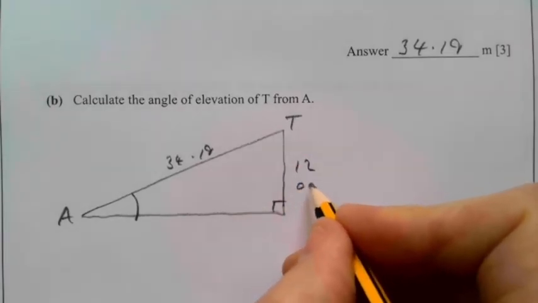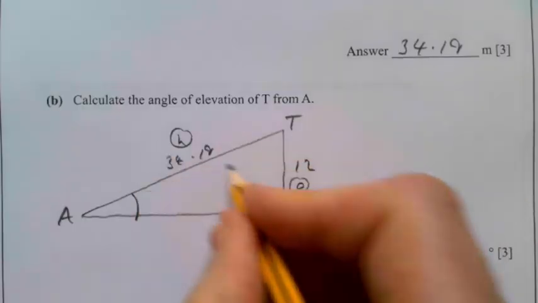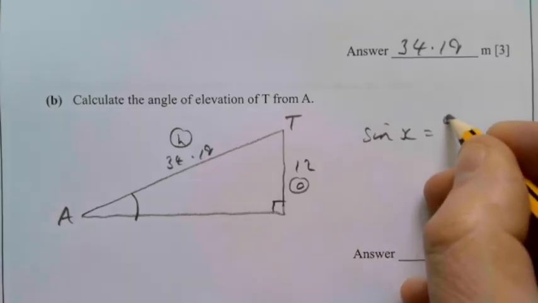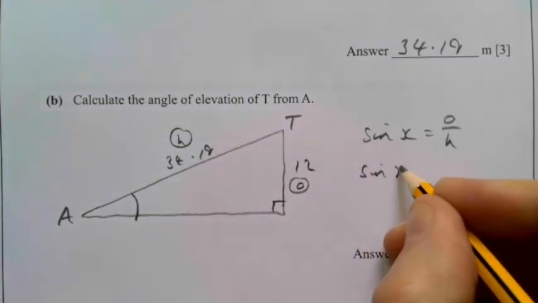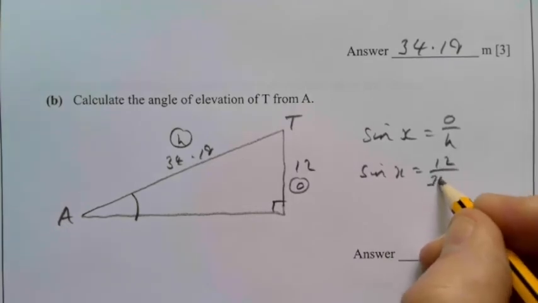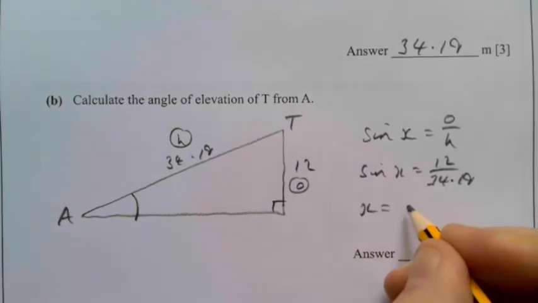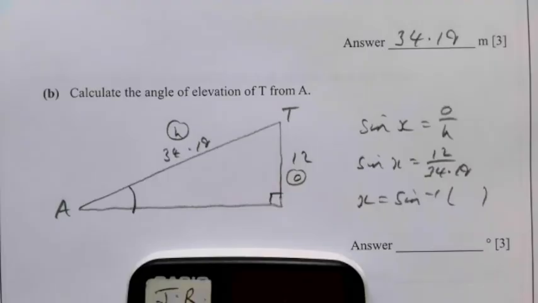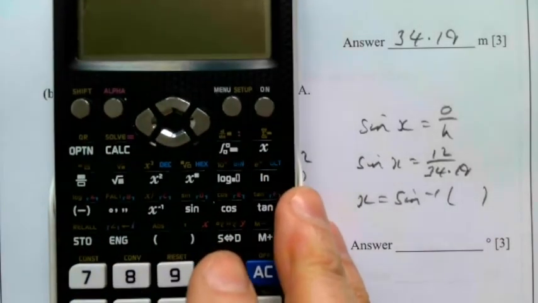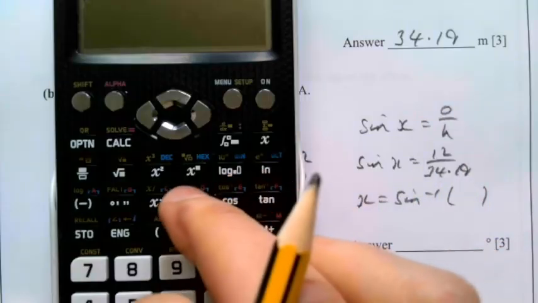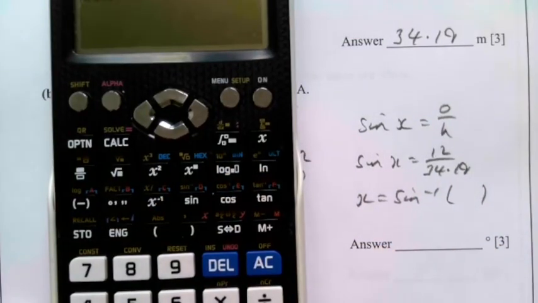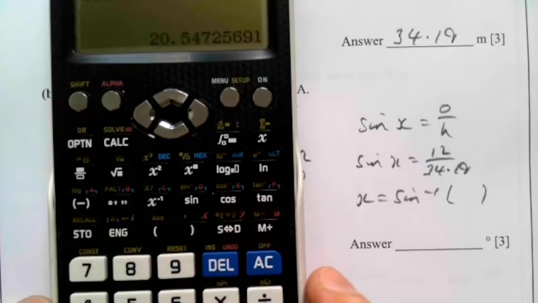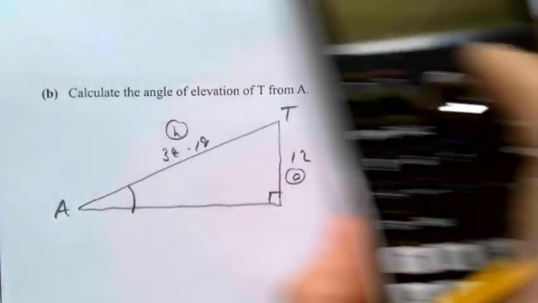So I label my sides. This is just simple trig, so it's O and that's H. So we're going to use sine. Sine x is O over H. Sine x is 12 divided by 34.19, and then x is sine to the minus 1 of that. So shift sine 12 divided by 34.19 is equal to 20.55 degrees.